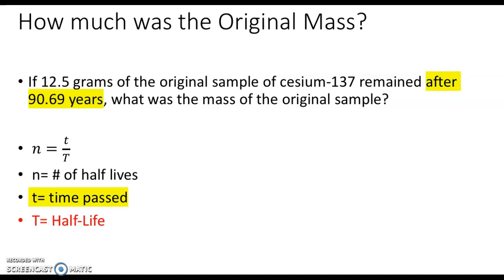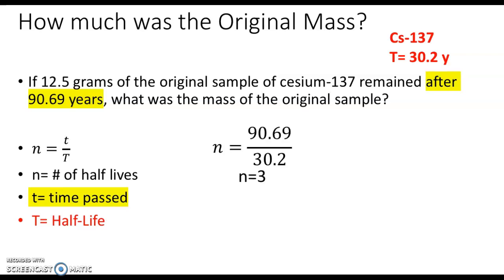So first, let's look at table N to find out what our half-life is. When we look at table N, we see that cesium-137 has a half-life of 30.2 years. So that's going to be our big T value. So I have my little t and my big T. I can plug that in and solve for N. Once again, I don't know what my N is. My little t is 90.69 and my big T is 30.2. I'm going to plug that into my calculator, divide, and I'm going to get N equals 3.